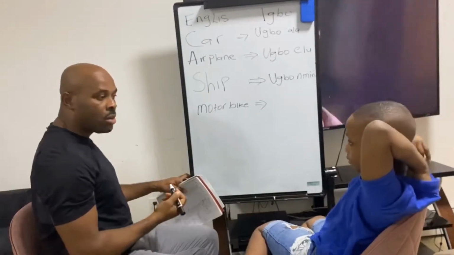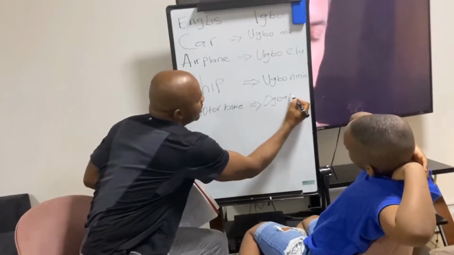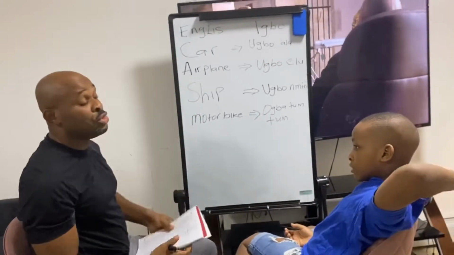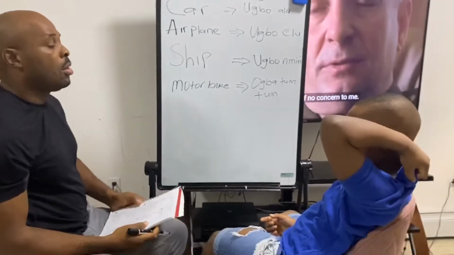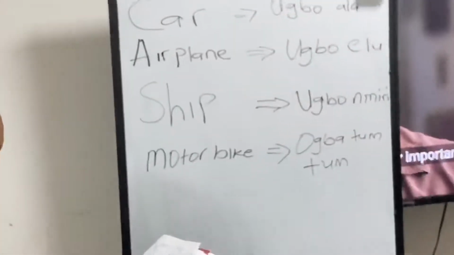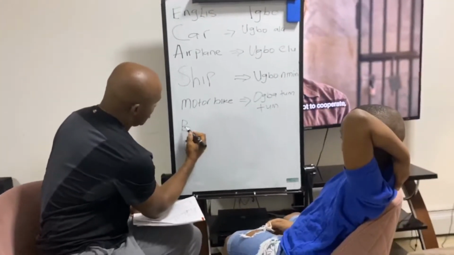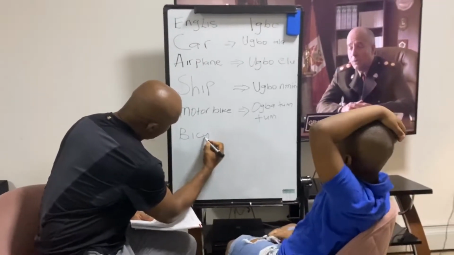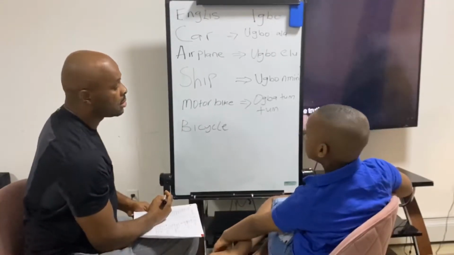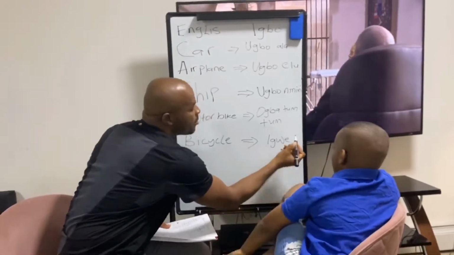Motorbike or motorcycle, we call it Oba tum tum. Oba tum tum. And bicycle, in Igbo, it means Igwe. Igwe.